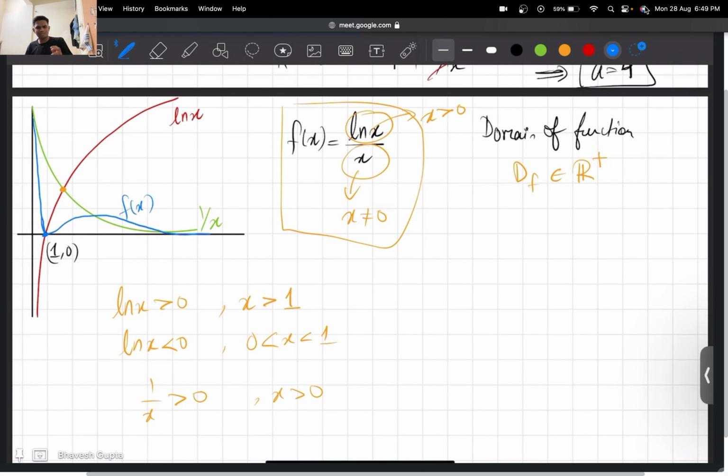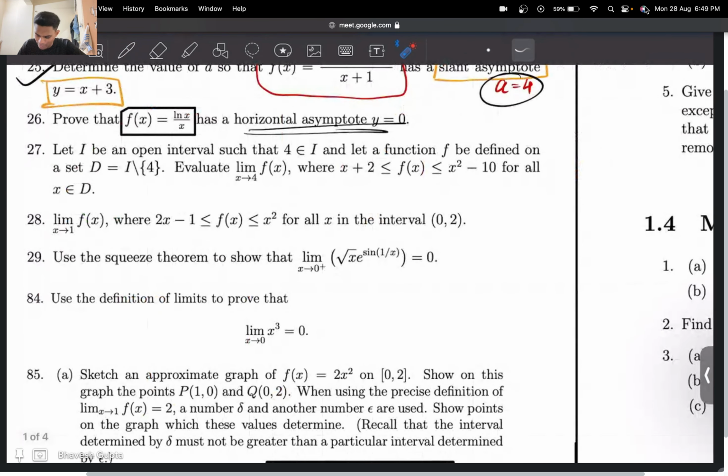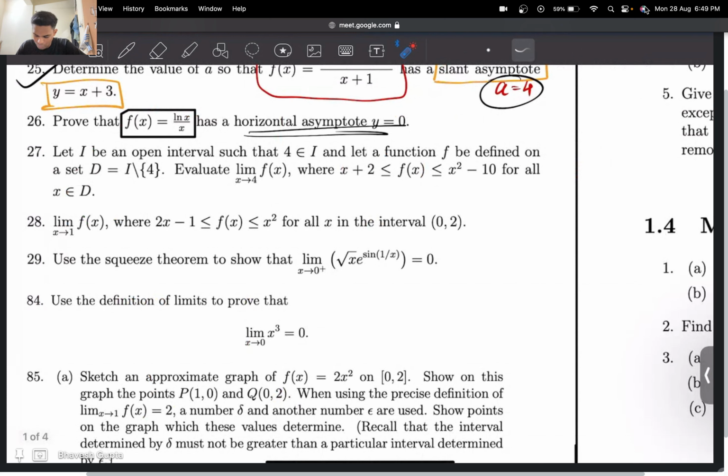You can check this on Desmos. There's a platform there. You can see that blue line here making some kind of an asymptote with the horizontal. So basically, over here I'm trying to explain what the question is. Now we have to prove that the function makes an asymptote.